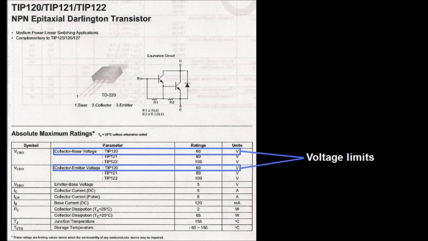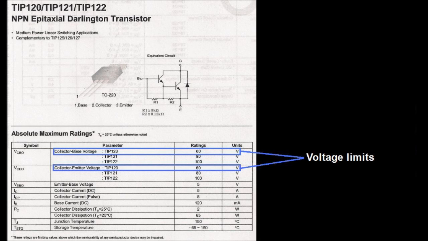Now we have voltage limits. With voltage limits, this identifies the maximum voltage that the transistor can deal with. Anything that's higher than the stated voltage limit will damage the transistor. Here you'll see 3 groups. You'll see the 121 and the 122. As you can see, the only thing that differs between the 3 is their voltage rating.